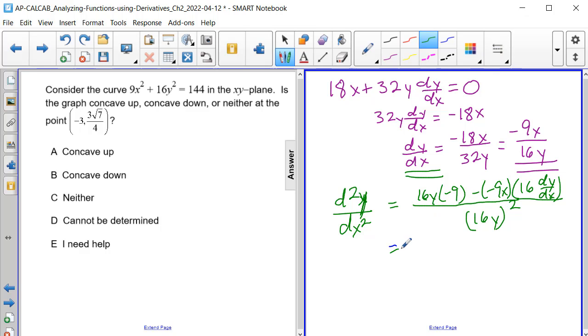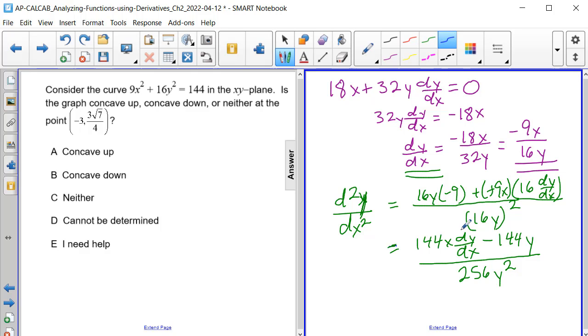And next we're going to simplify this. Now since we have minus a negative here, it's going to become plus a positive. And this first term is going to be negative. So we can switch these around if you'd like. So that's what I'm going to be doing. So 9 times 16 is 144. x times dy over dx minus 16 times negative 9. That gives us the minus sign there. 16 times 9 is 144 again, and we have a y there. All divided by, when we distribute the square through to both terms, we'll have 256 y squared.